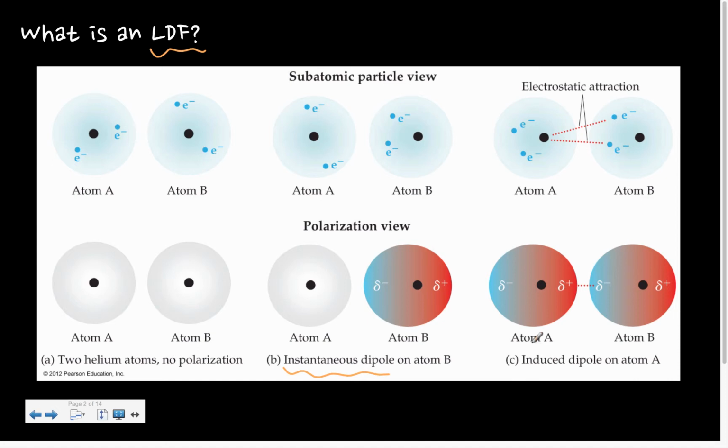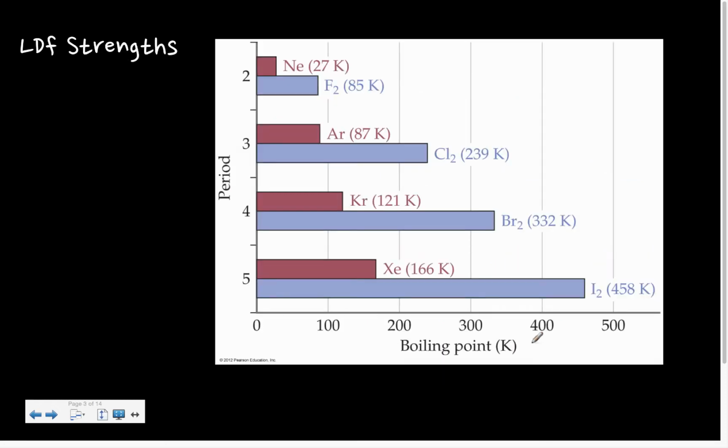Okay, so this is LDFs. LDF strengths. So if we look here, obviously if we're just looking at our noble gases, as we go down the group of noble gases, we'll see that, yes, our boiling point increases as our molar mass increases, because as the molar mass increases, our sample has more electrons and is more polarizable, therefore more likely to have an instantaneous dipole and induced dipoles on its neighbors, leading to a network of instantaneous attractions throughout the given sample, okay?